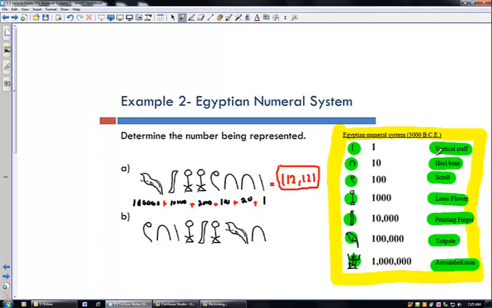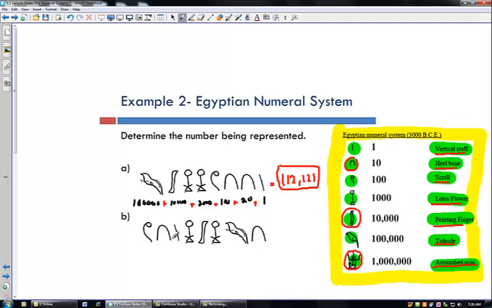And again, it's sort of interesting. You can research this if you want. Go online and try to find out exactly why they chose these different symbols. It's sort of lost to history. I don't think we have any record of why they decided to choose a tadpole for 100,000 or a pointing finger for 10,000. I'm sure there is some debate whether this is actually a pointing finger or something else, or whether this is actually a heel bone or something else. Just like down here, I know there's a debate whether this is an astonished man or prisoners or slaves bowing before a pharaoh.